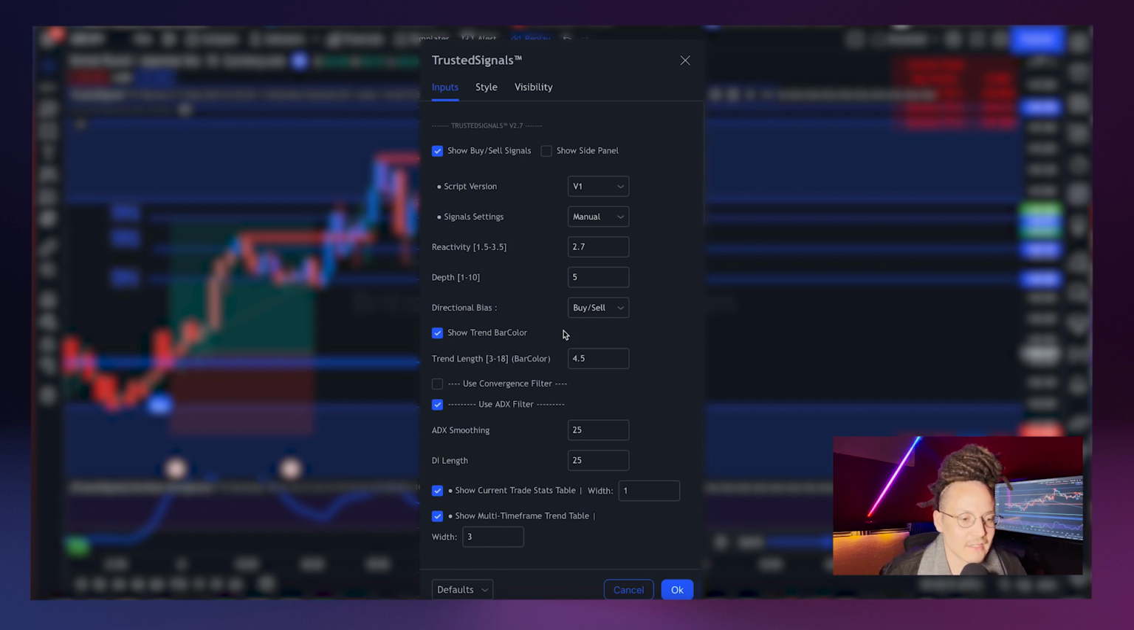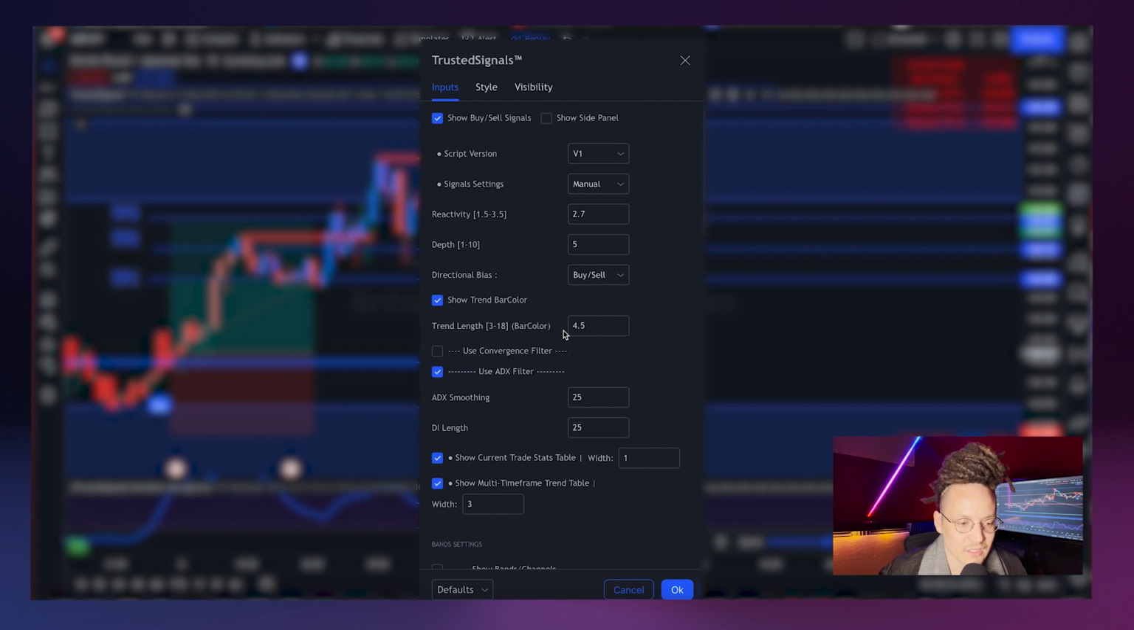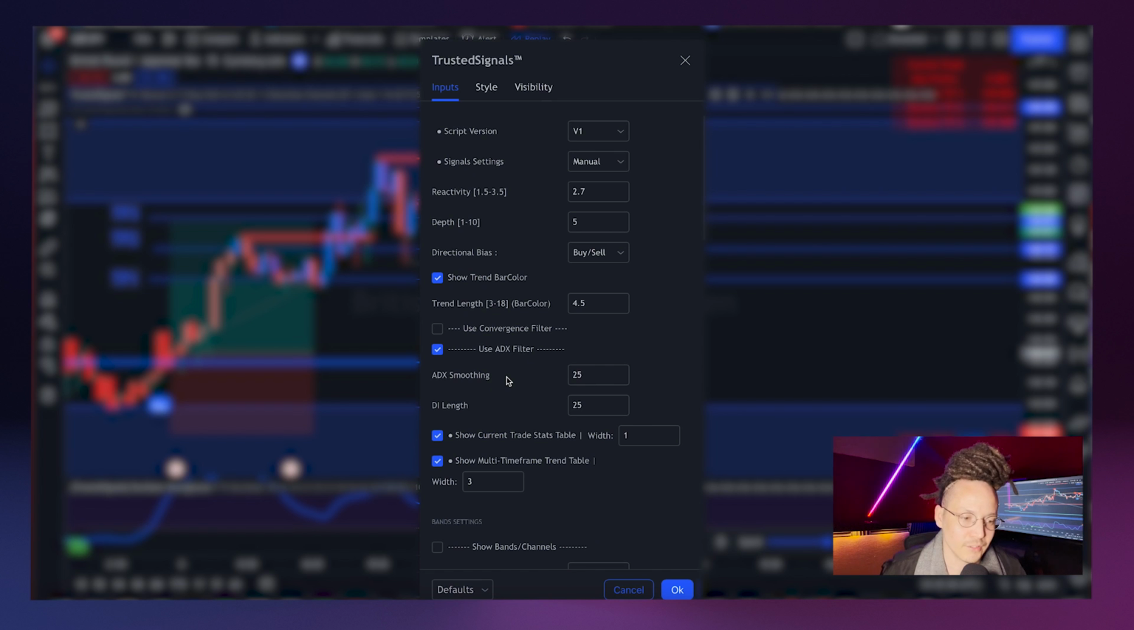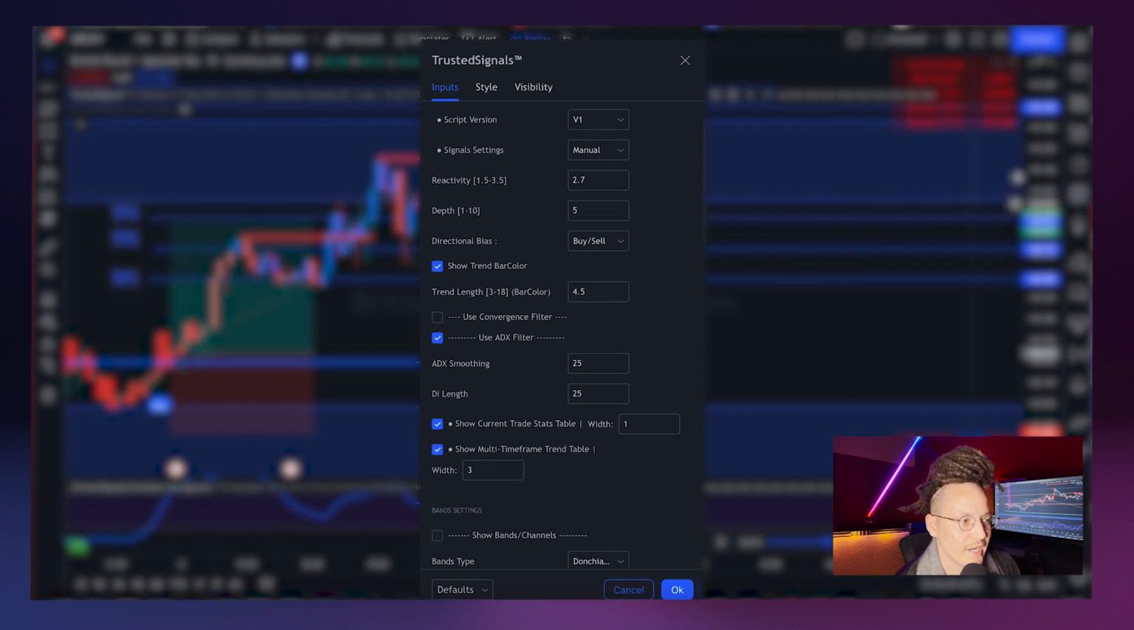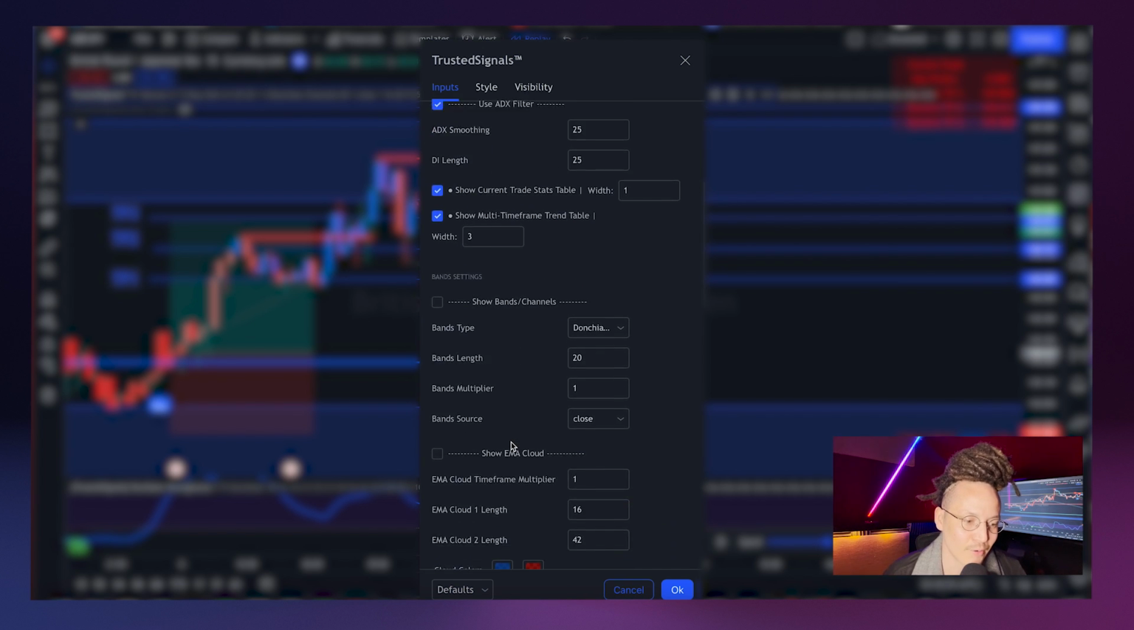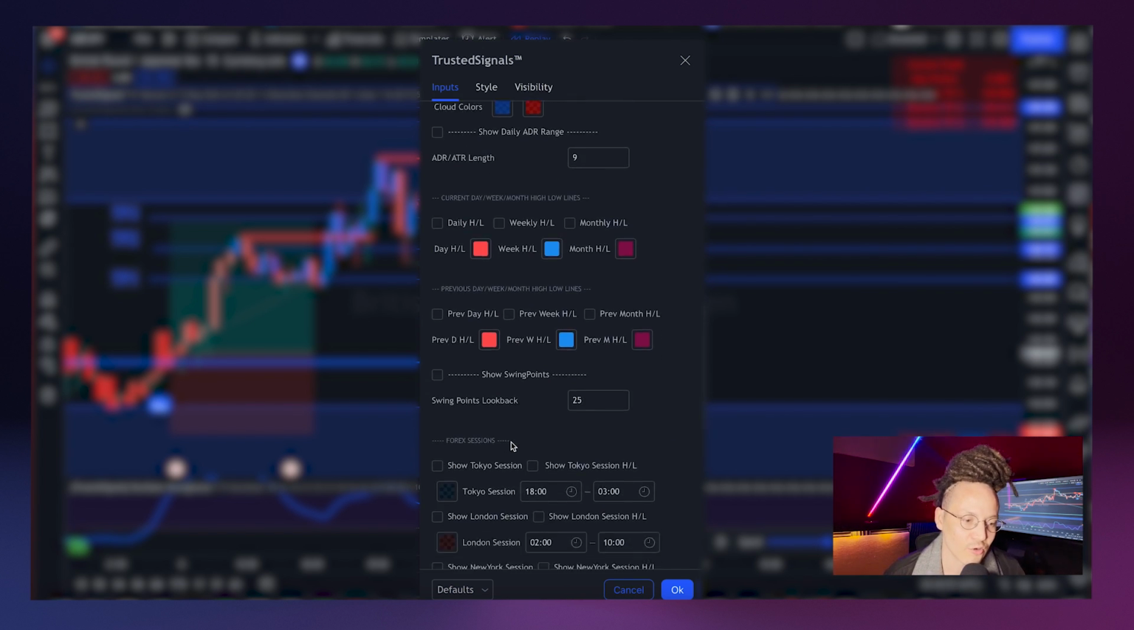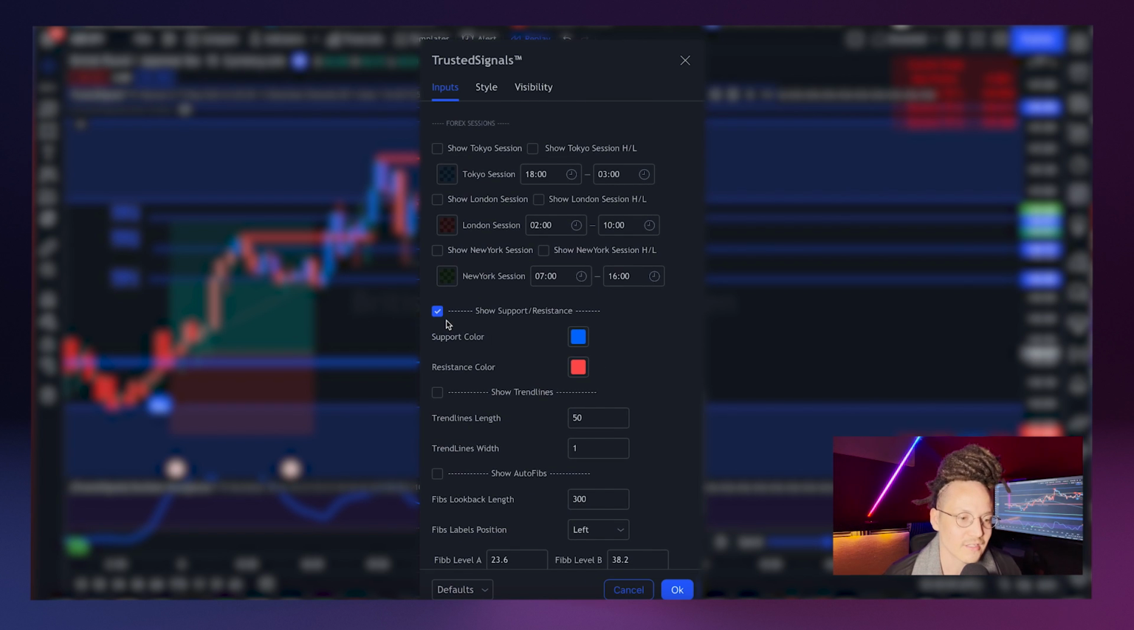One of the keys to get these signals to pop up like the way they do in this example is using the ADX filter, and don't forget to put the ADX filter at 25 smoothing and 25 for the length. And these two boxes will enable the dynamic take profit that you see here. Be sure to turn those on. And the last part of this all is auto support and resistance.